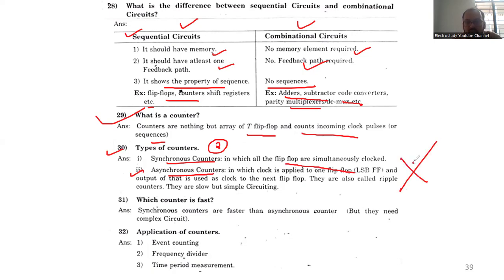I strongly suggest this question from your exam point of view, because most of the teachers will be asking these kinds of questions, like compare sequential circuit and combinational circuit, compare synchronous counter with asynchronous counter. These are the most popular questions. Please don't ignore. Which counter is fast? Usually, synchronous counters are much faster than asynchronous counters. Similarly, what are the applications of counters? There are different types: event counting, frequency divider, time period measurement. These are the major applications of counters.